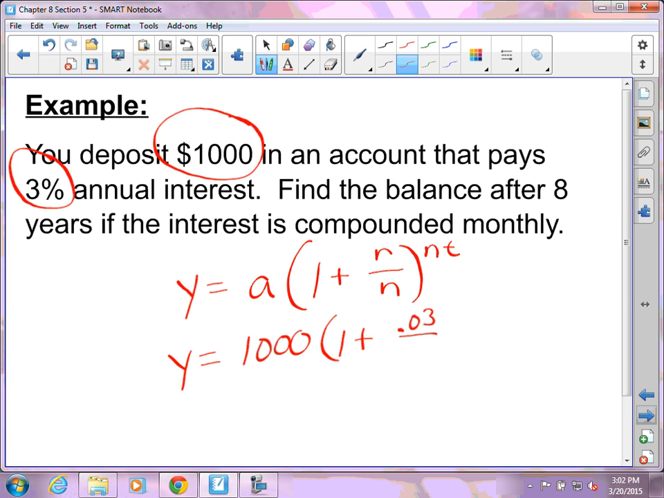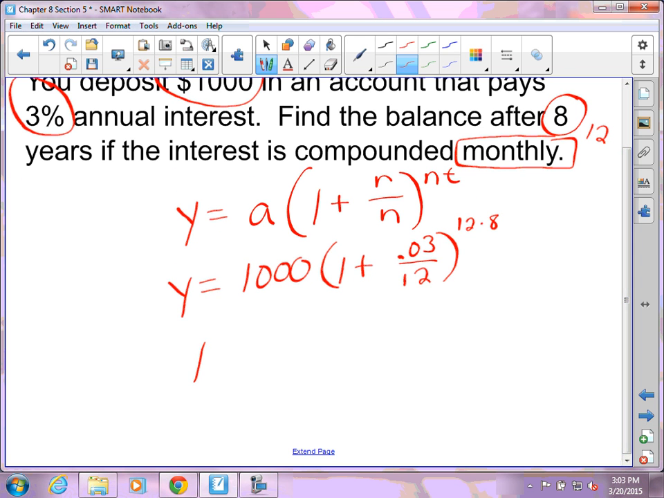My n then in my exponent is 12 times, right? And it says for 8 years. So I'm going to put in 8. All right, y equals 1,000 then. I get 1. And I have to do a little bit of math. I'm going to do 0.03 divided by 12. I get 0.0025. And then I have to take 12 times 8. And I get 96.